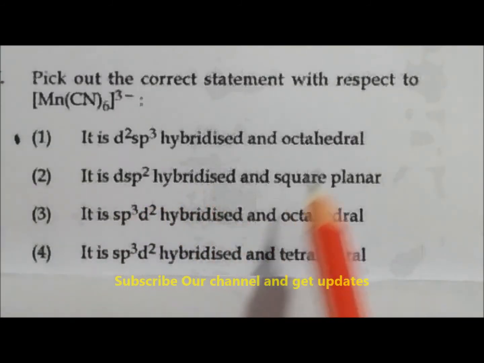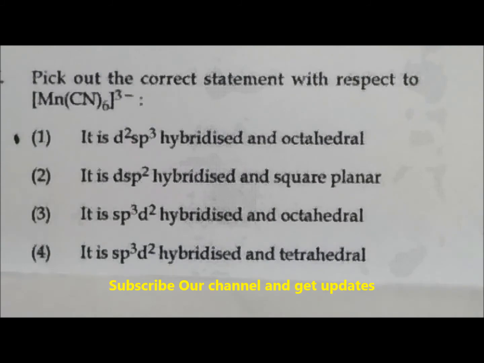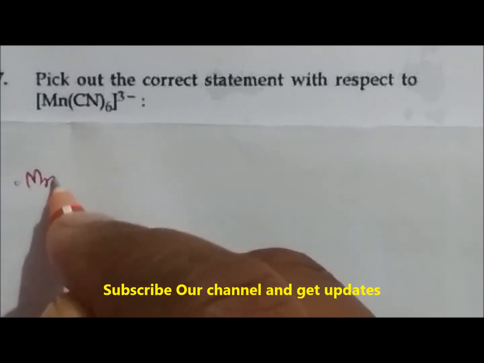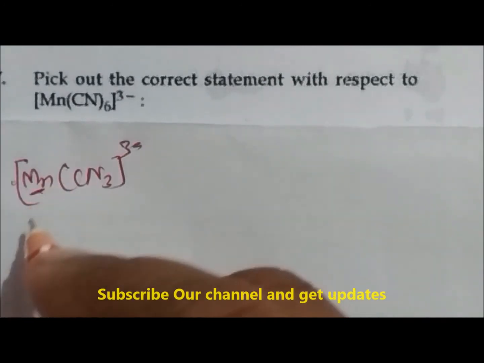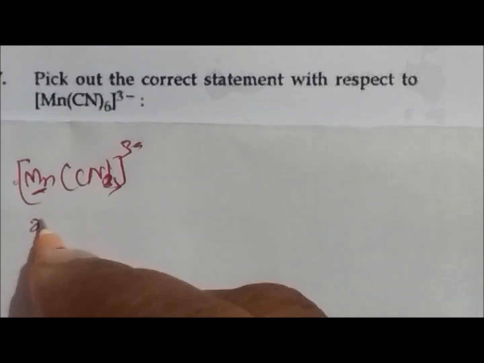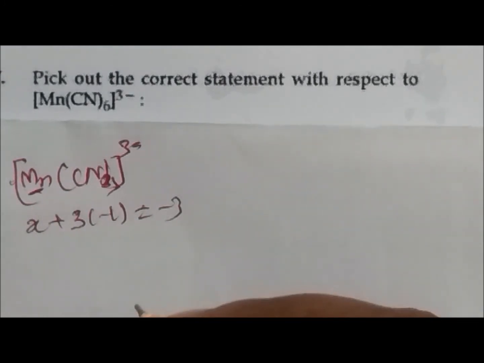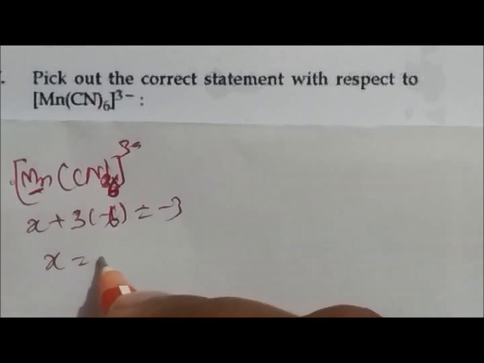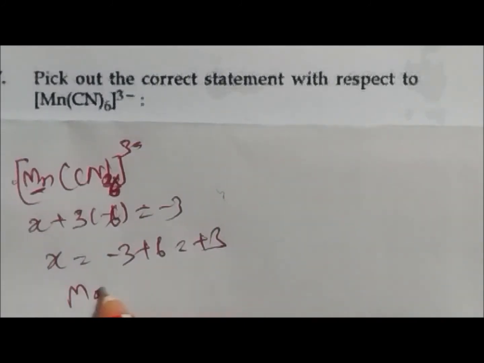Pick out the correct statement with respect to [Mn(CN)6]3-. So first we have to solve for the manganese charge. This will be your Mn, and the whole is CN six times, with a 3 negative charge. So what is the charge of manganese? It will be x plus 6 into minus 1 is equal to minus 3, so x equals minus 3 plus 6, which will be plus 3. So the charge for Mn is plus 3.